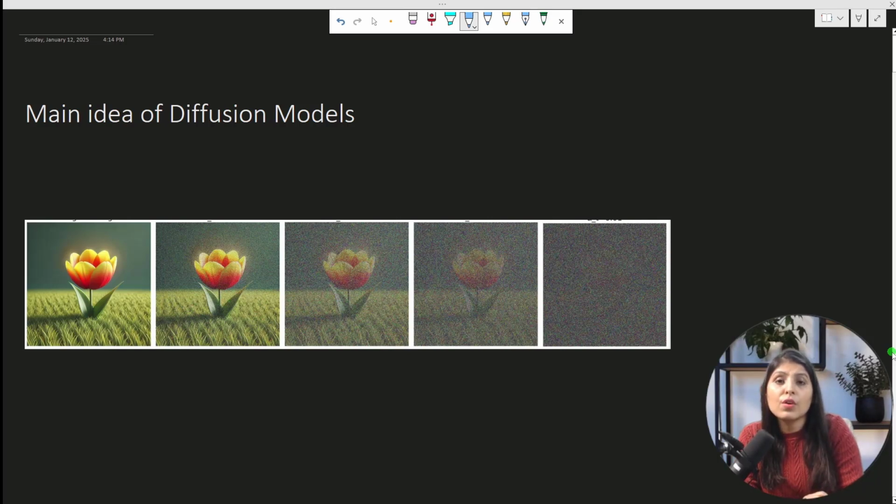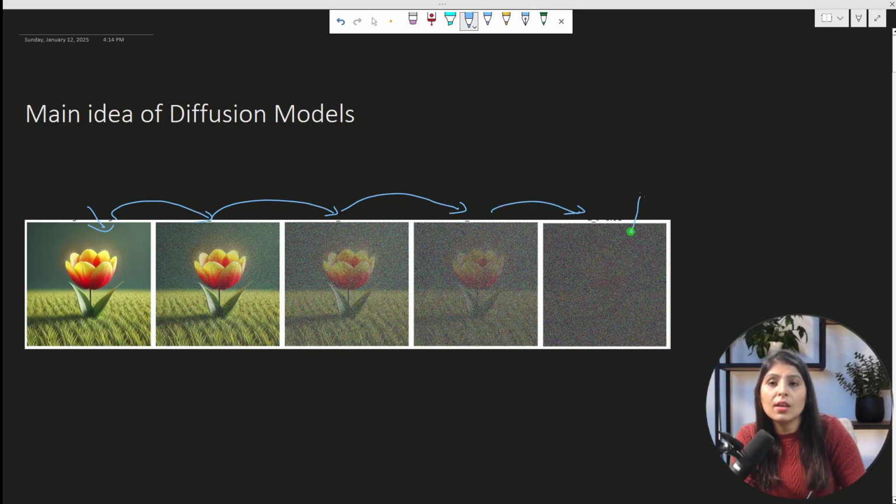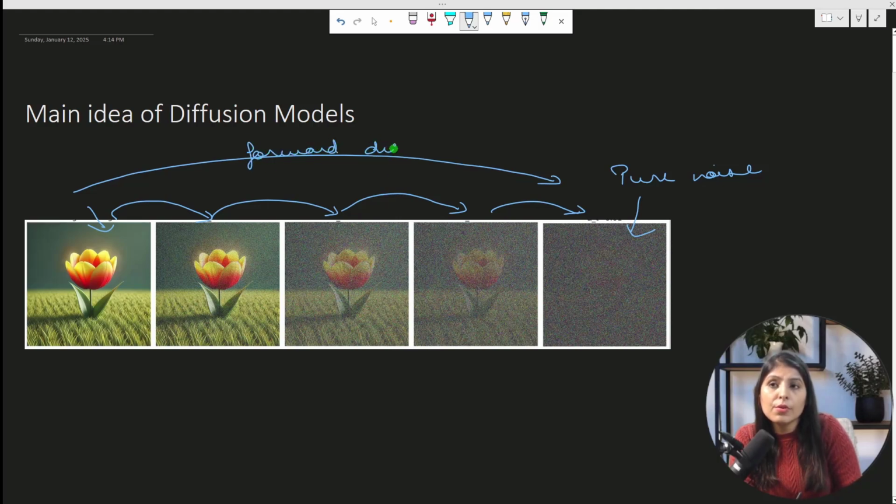So diffusion models first corrupt the image by adding noise to it, and then they learn how to reverse that process. Let's see this image. See, this is the input image, right? And then the diffusion model is adding noise to it step by step, and finally it will give you this pure noise, right? So this is called the forward process. This is called the forward diffusion process, and in the forward diffusion process this diffusion model learns how to add noise to the image step by step.